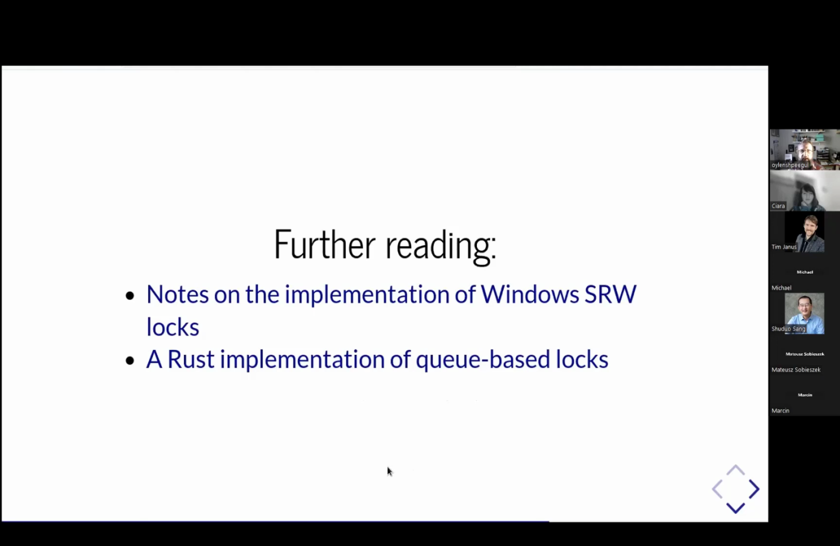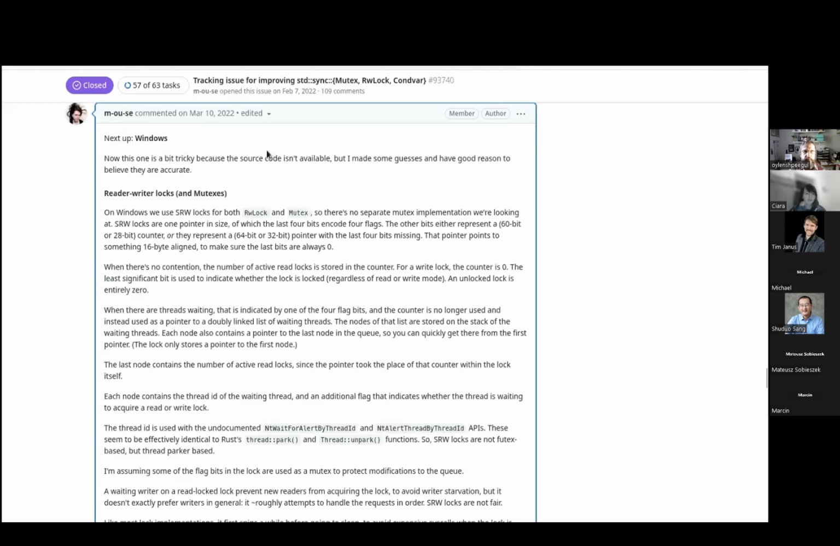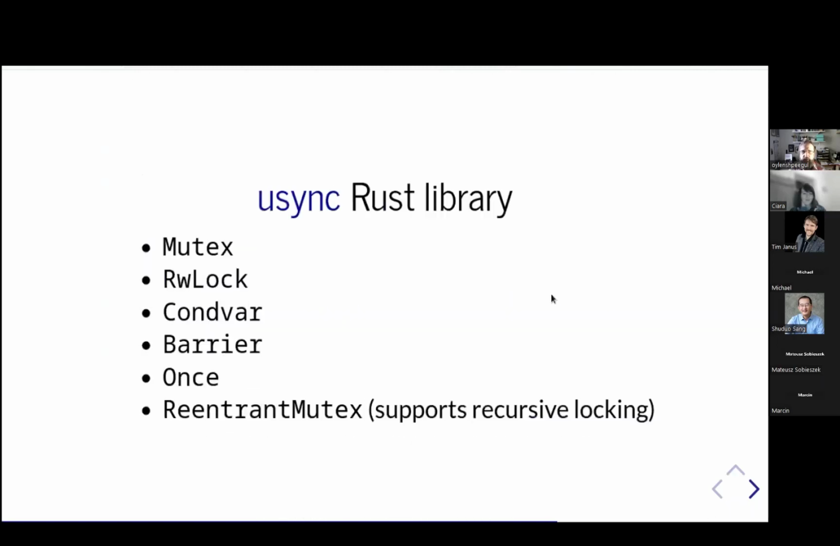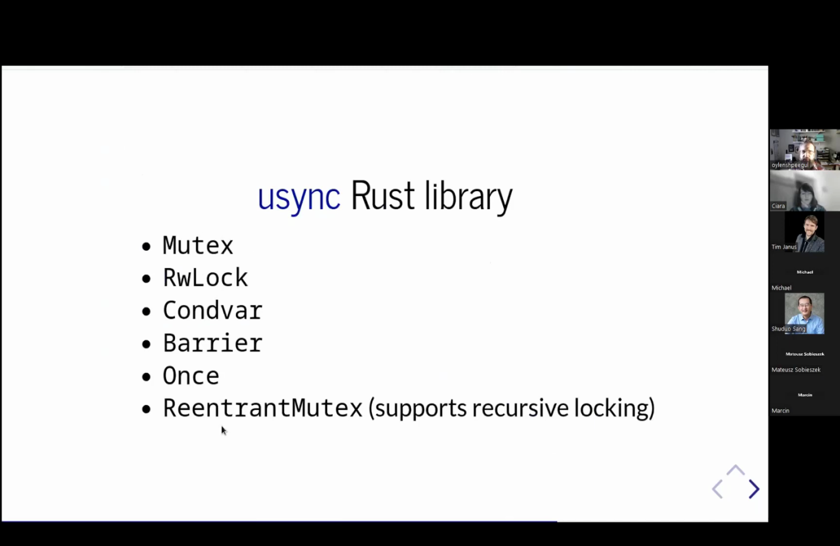So further reading on that is, I think this is an RFC that Mara wrote. So she's referring to herself there. And the Rust implementation of queue-based locks is called usync. It provides all of these types, so you could use usync mutex instead of standard sync mutex or all these other guys.